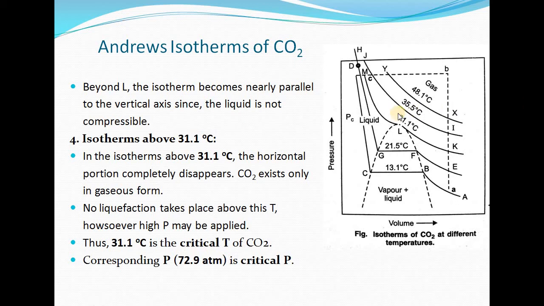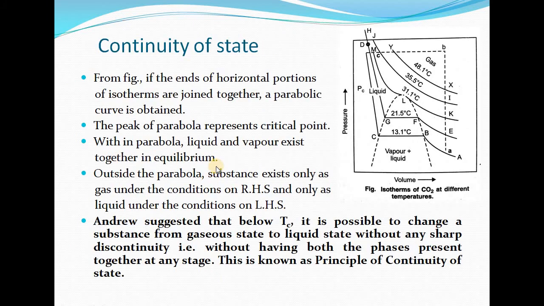Now corresponding to this temperature, the pressure obtained from the y-axis will be the critical pressure of CO2 gas, and that is found 72.9 atmosphere. Now, on the basis of these isotherms, a principle was given by Andrews that is known as principle of continuity of the state.